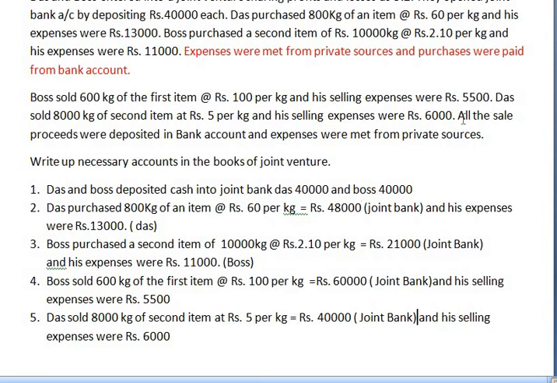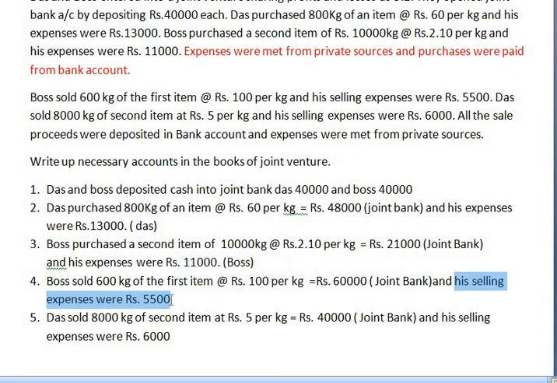Because they only mention all the sale proceeds were deposited into bank account. ನೀವೇನೇ ಸೇಲ್ ಮಾಡಲಿ ಅದನ್ನು ಎಲ್ಲಿಗೆ ಹಾಕಬೇಕು? ಜಾಯಿಂಟ್ ಬ್ಯಾಂಕಿಗೆ ಹಾಕಬೇಕು. And the expenses were made from private source. ಅಲ್ಲೇನಾದರೂ ಎಕ್ಸ್ಪೆಂಡಿಚರ್ ಆಗಿದ್ರೆ ಅದನ್ನು ಯಾರು ಮೀಟ್ ಮಾಡ್ತಾರೆ?